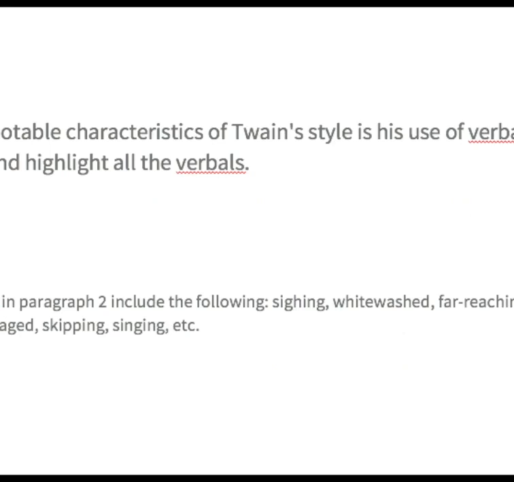Number 3, one of the notable characteristics of Twain's style is his use of verbals. Examine paragraph 2 and highlight all the verbals. Verbals in paragraph 2 include the following: sighing, whitewashed, far-reaching, unwhitewashed, discouraged, skipping, singing, etc. There's others in there you could pull if you would like.